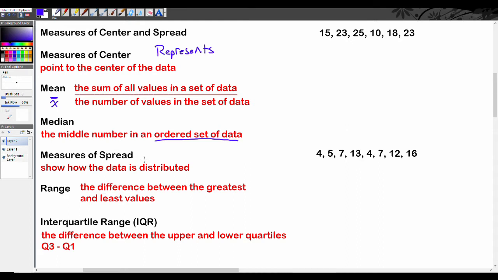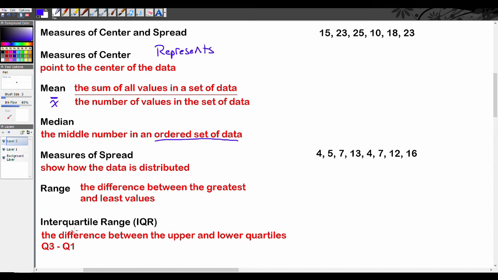Now, the measures of spread don't look at the center, obviously. What they're looking at is all the numbers, and how those numbers are distributed, how those numbers are spread out to analyze that. The first measure of spread we're going to talk about is called range, which is the difference between the greatest and least values in a set of data.